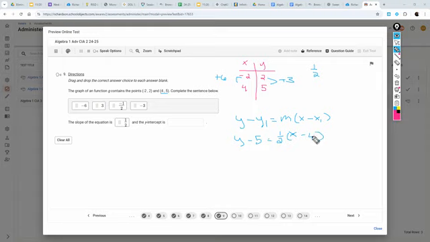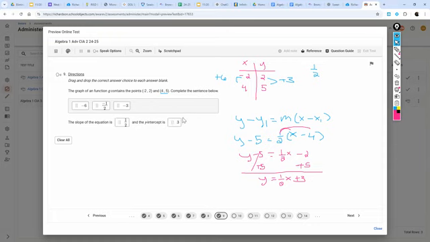Then I'm going to use distributive property. So I know this is going to be 1/2 x. This is going to be negative 2 because 1/2 times negative 4 is negative 2. And it's going to be y minus 5. Then I'm going to add 5 to both sides. That's a plus. And I know my equation is going to be y equals 1/2 x plus 3. So my y-intercept is 3. I'm going to put 3 there. And that is how you solve it. Look, question 10.